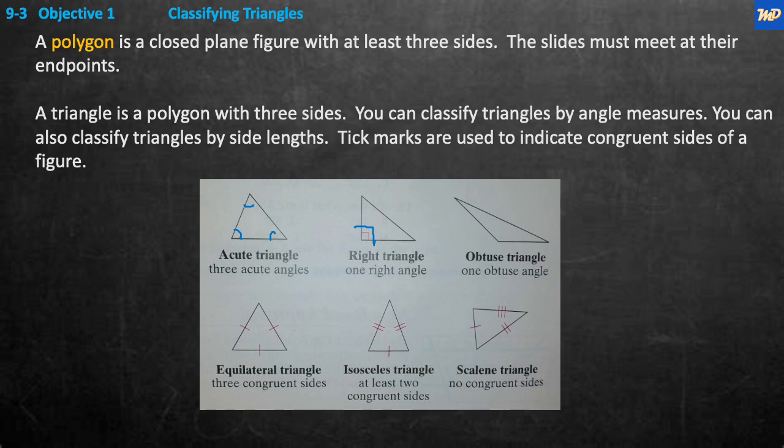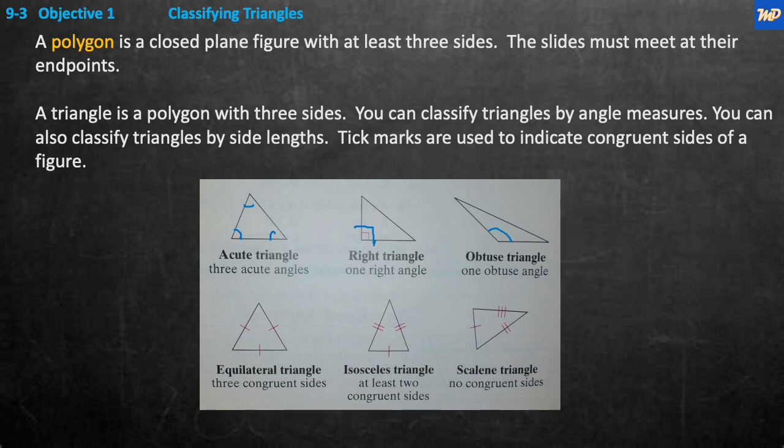An obtuse triangle has one obtuse angle. An obtuse angle is this angle right here. It's an angle that is greater than 90 degrees. So any angle greater than 90 degrees out to a straight angle, which is 180 degrees, is obtuse. An equilateral triangle has 3 sides, and with these tick marks, you see they're congruent. They're equal to each other. Congruent, the same exact length.